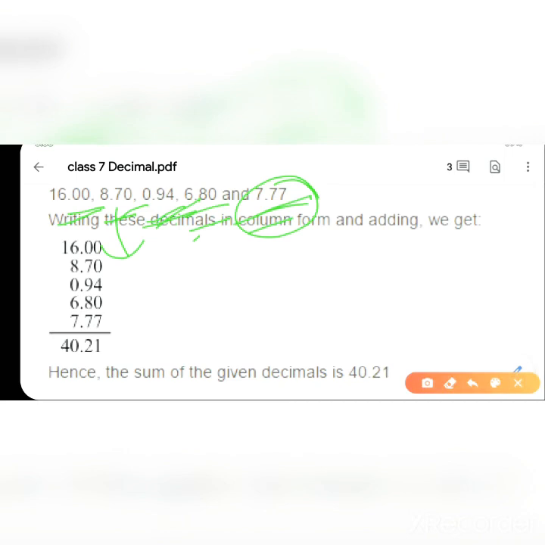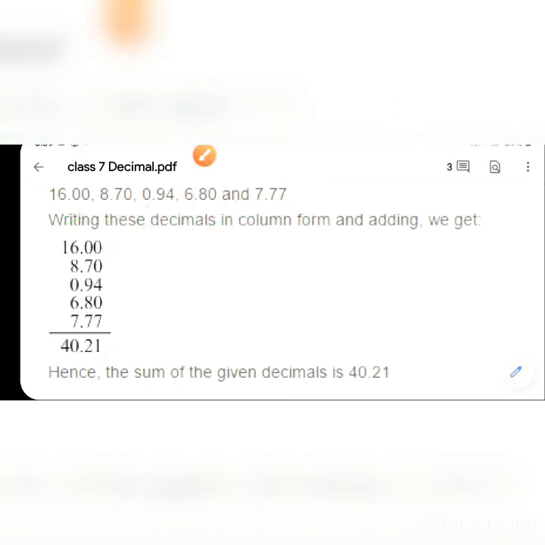Now we need to arrange them in this way. You have to keep decimal points in one column, decimal part digits in one column, and integral part digits in one column. Then you need to arrange in this way, and the sum is this. So in this way you have to do the rest of the questions of this chapter.